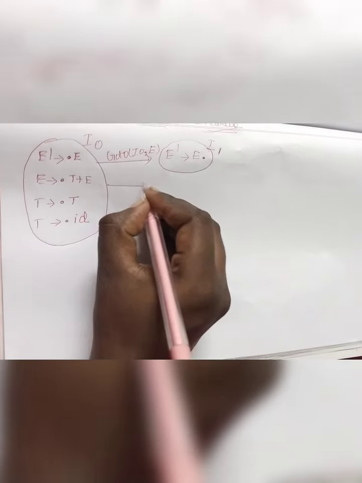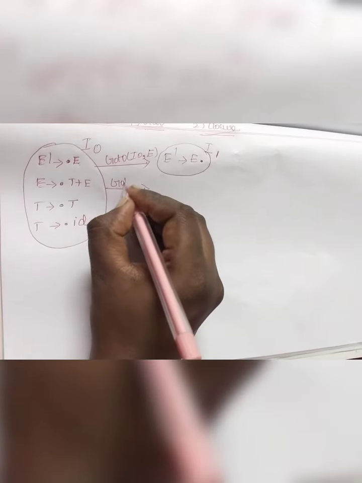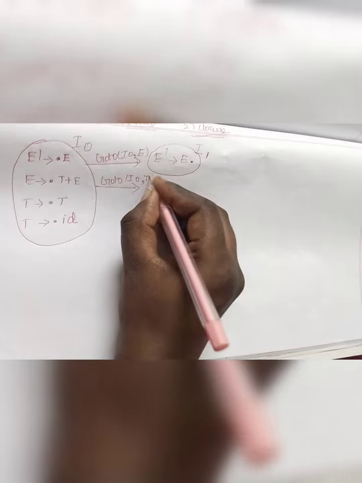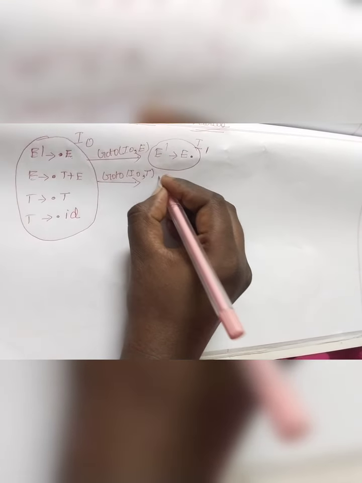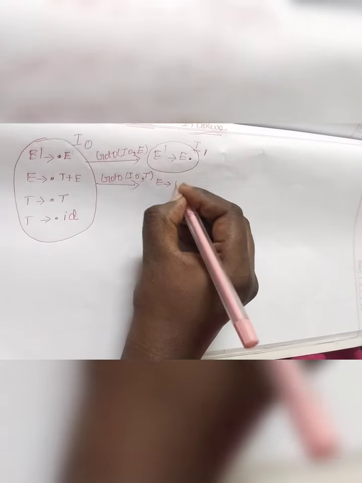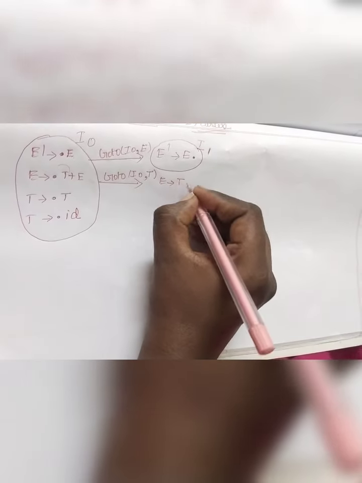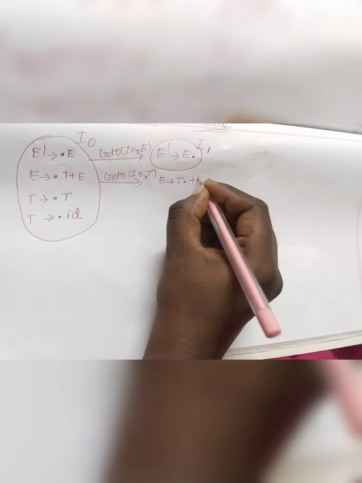Then I will say next goto function. Goto of I naught comma next dot nearby T. So goto of I naught comma T. What will come? E tends to T. The dot moves from here to here, only one bit. So T dot plus E.